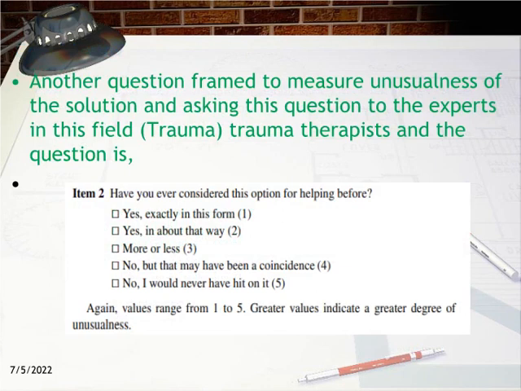Another question is framed to measure the unusualness of the solution, asked of the experts in this field, trauma therapists. See the figure, item number 2. Item 2: Have you ever considered this option for helping before? Yes, exactly in this form, 1; yes, in about that way, 2; more or less, 3; no, but that may have been a coincidence, 4; no, I would never have hit on it, 5. Statistical values obtained range from 1 to 5, and a greater number indicates greater unusualness.